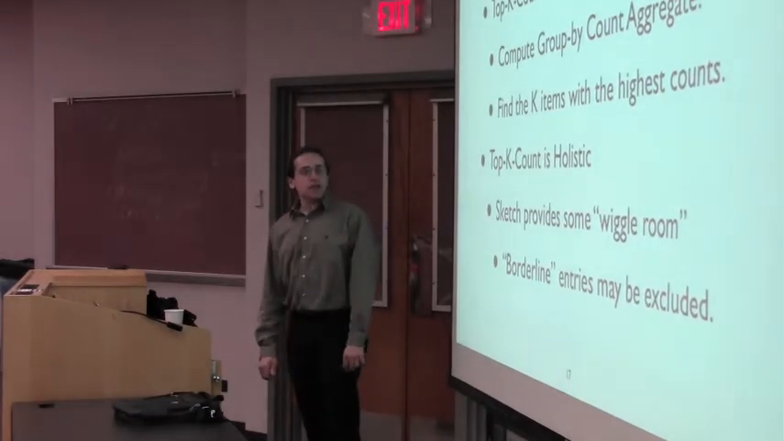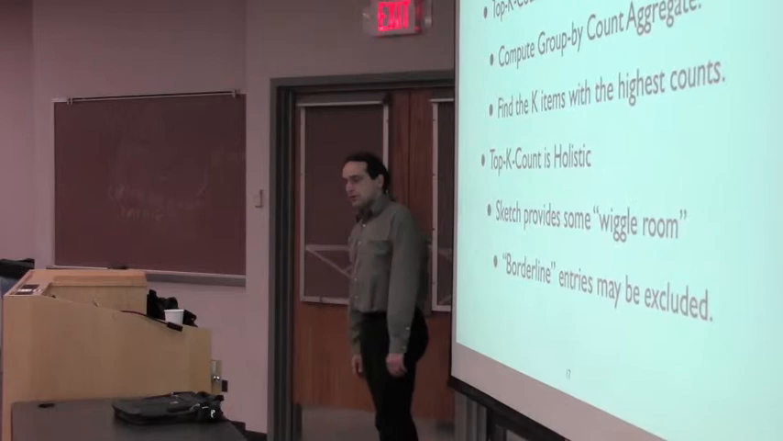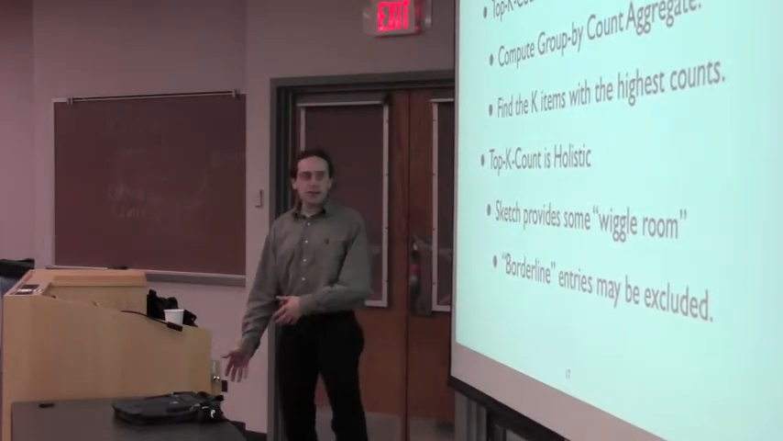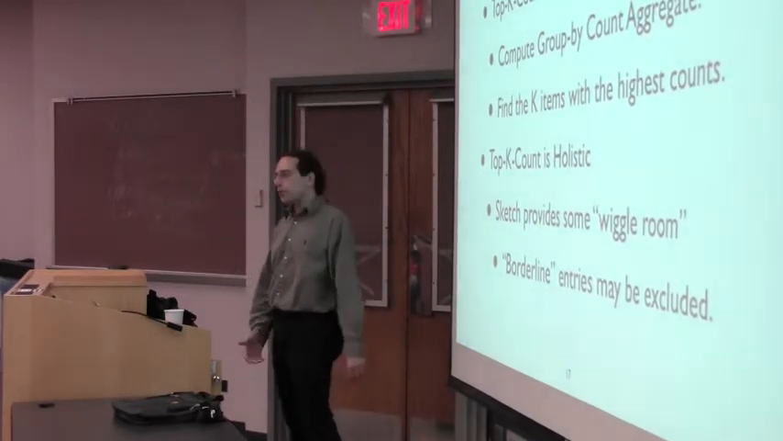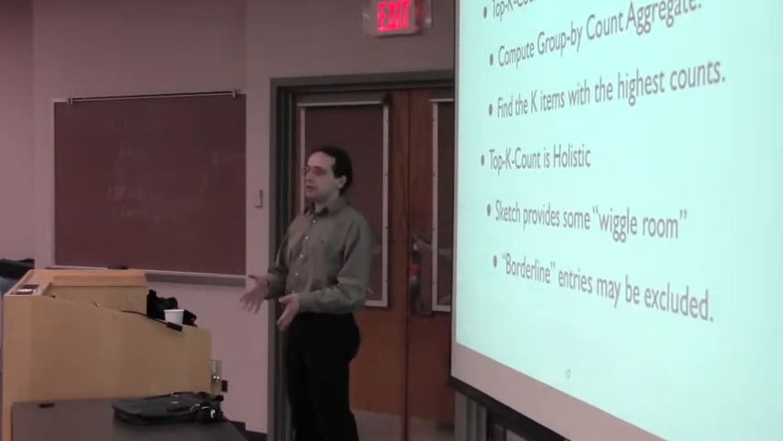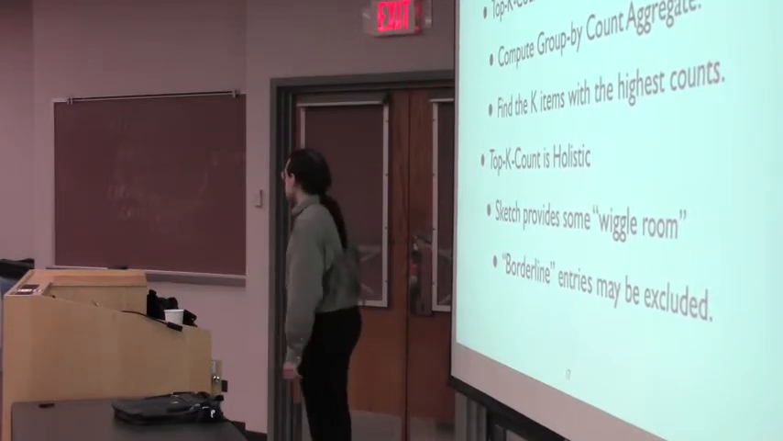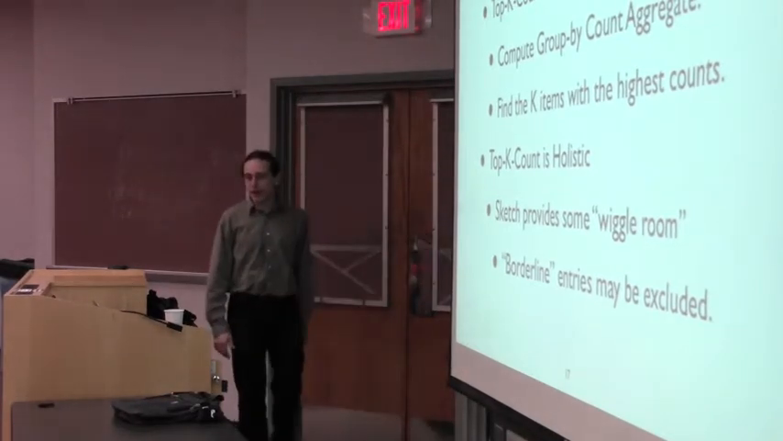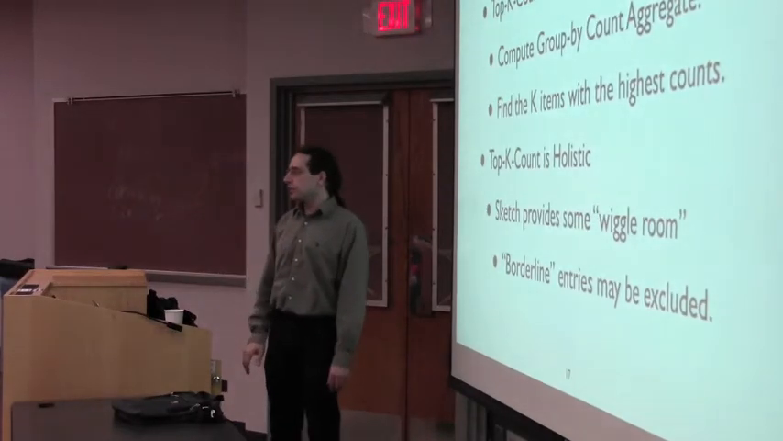So the idea of the sketch is to have a little bit of wiggle, so to speak. You get back a set of answers that are definitely in the result. You get a couple of answers that may be in the result, and anything that is close to the boundary, close to being eliminated by this limit of k, might or might not actually appear in the result set.